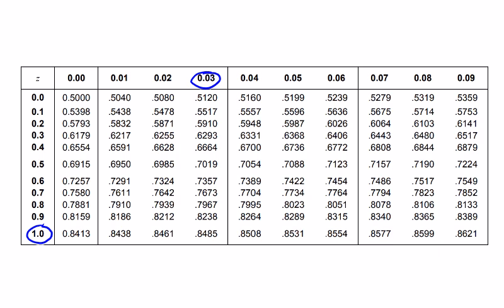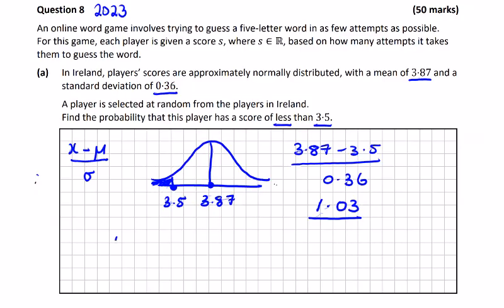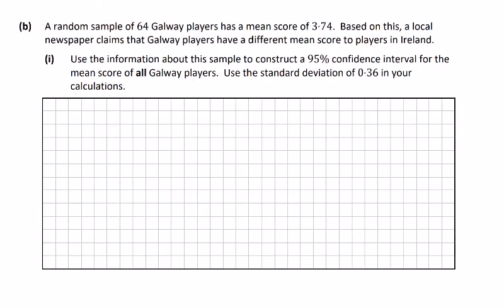So if we find a z-score of 1.03, we have 0.8485. So the tail, which is what we're looking for in here, will be 0.1515. So that's the probability that they score less than 3.5, 15.15%.